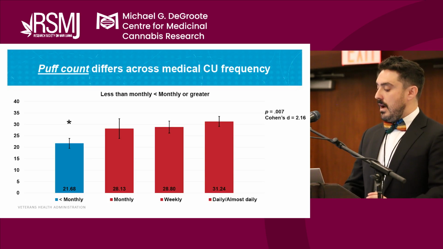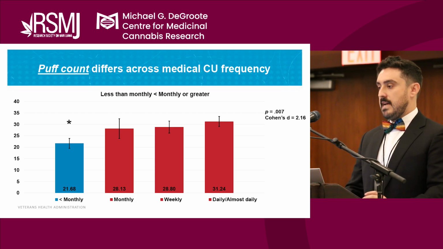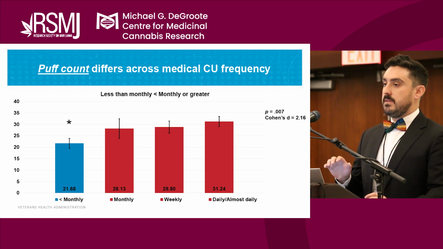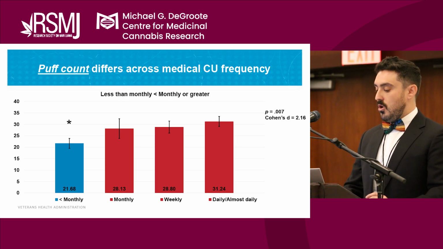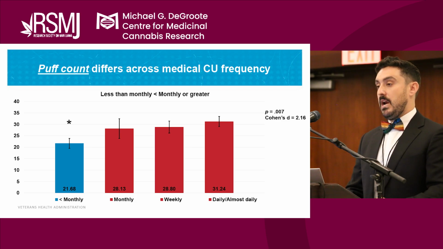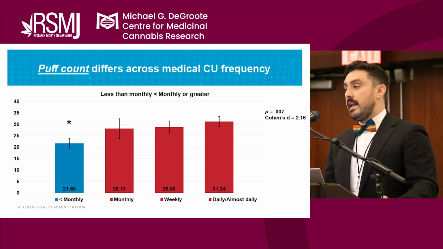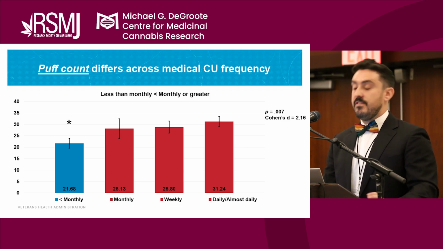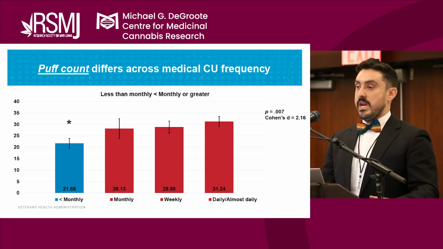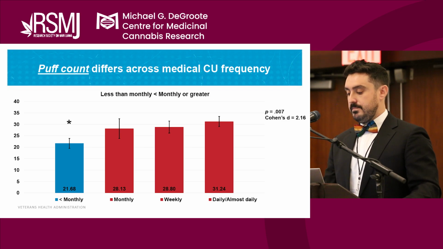So moving on to the ANOVA results here. Before I dive in, the figure bars include group mean values based on each of the response options from that single item, but the bars themselves are color-coded to align with this specific planned contrast. We found a significant large effect difference in total puff count for participants who use medical cannabis at least monthly compared to less than monthly. And while not included in these slides for the sake of time, we found no significant differences when comparing participants who use medical cannabis monthly or less versus weekly or more, or weekly or less versus daily or almost daily.